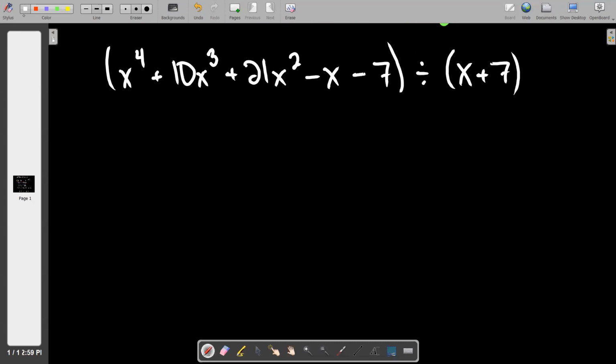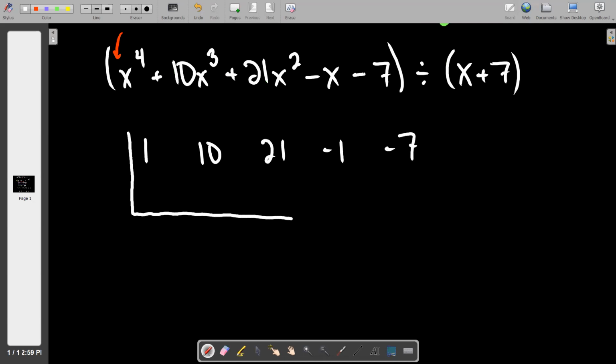What are my numbers going to be that I string across the top? Zero. No. There's a number right there, but that is a 1. Yes. So we have 1 and then 10. Keep going. 21. Good. So no gaps this time, okay? And then what's our number on the outside? Again, negative 7. Good.